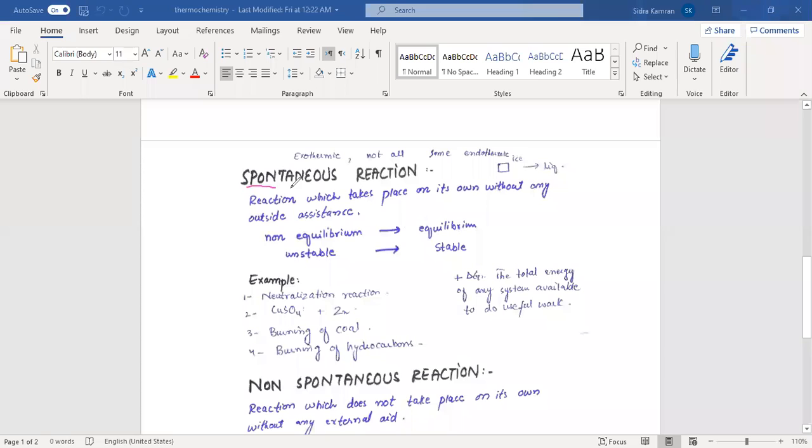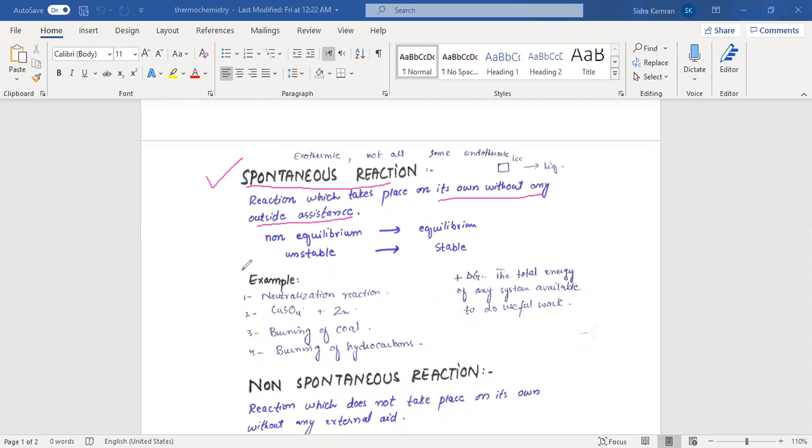Spontaneous reaction is basically the reaction which takes place on its own without any outside assistance. Those reactions which take place without any external assistance are called spontaneous reactions. They do not need any external force to take place.